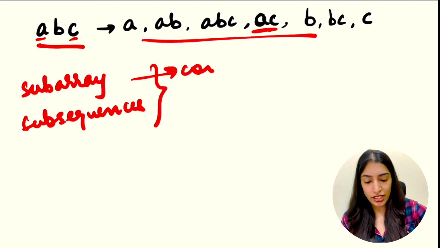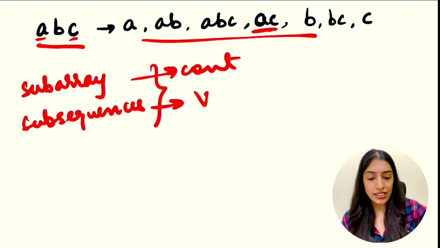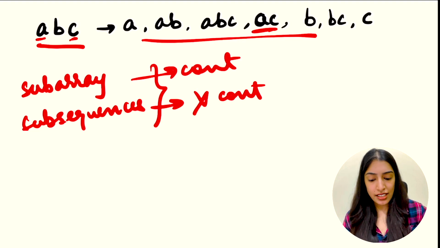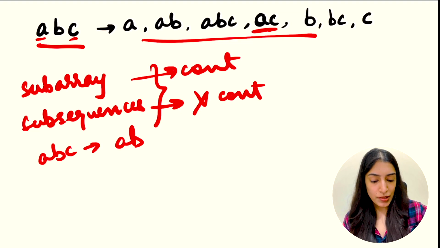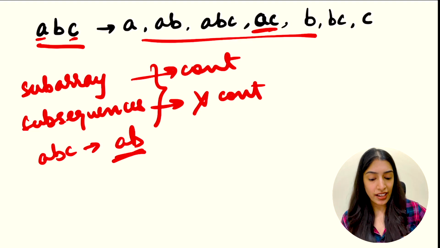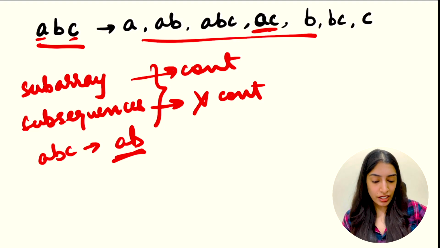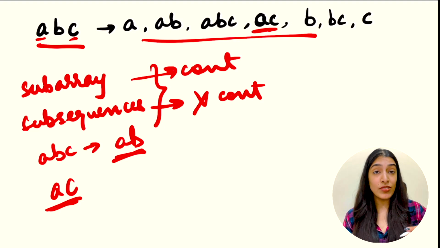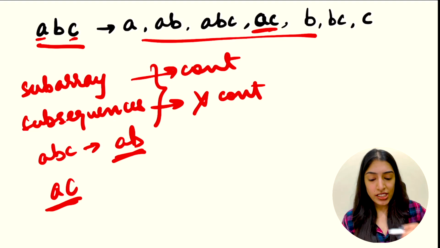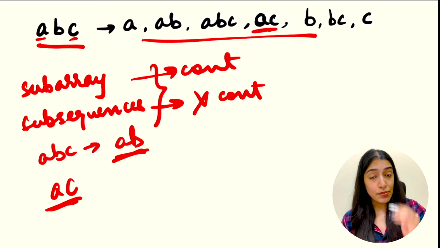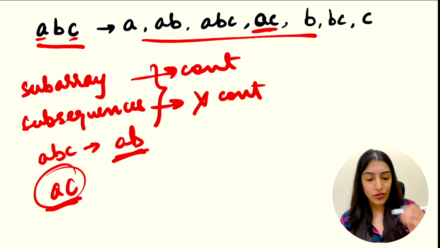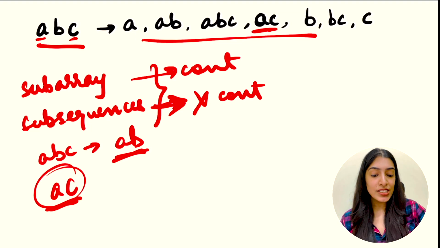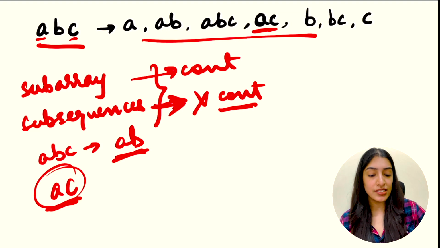See, in this it has to be continuous. In this it doesn't have to be continuous. Let's see how. So in ABC string itself, if we see AB is a subarray as well as a subsequence. But if we see AC, it is a subsequence and not a subarray. Now notice when I said that AB is a subarray as well as a subsequence, but AC is a subsequence and not a subarray. Why is that? See, in subsequences, it doesn't have to be continuous, but it can be continuous. Let me say that again.